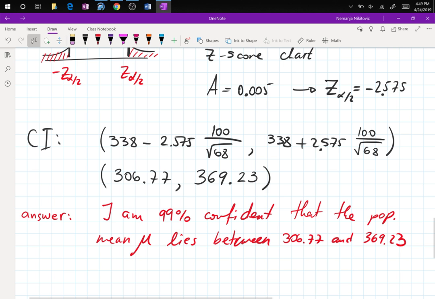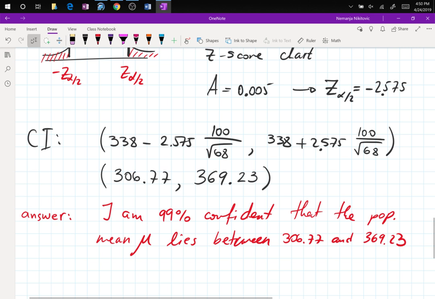So if you translate this into money, I am 95% confident that your car repair will be between $314 and $361. I am 99% confident. You see, now it's wider. The range is wider. More confidence, I'm just going to add a little bit more to the range to make sure that the answer fits.